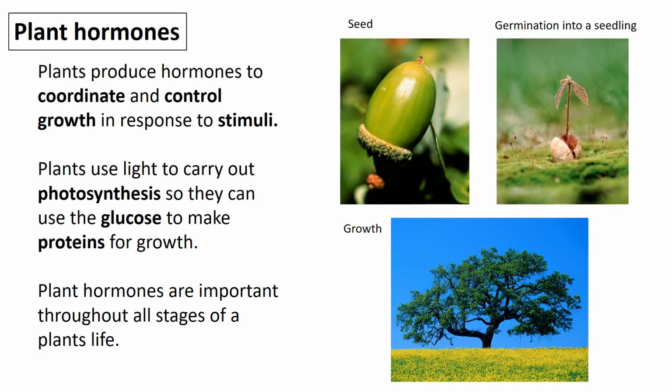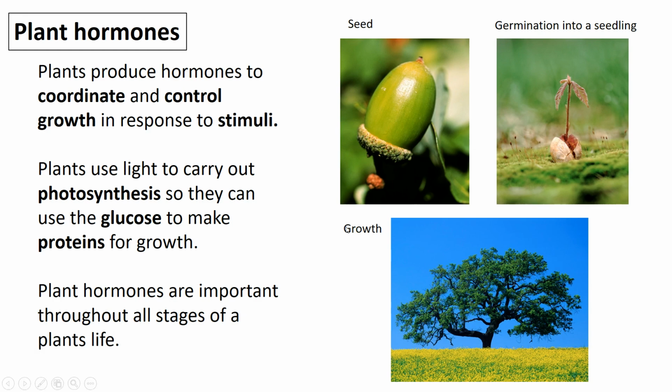So if you're ever asked how do plants grow, your answer needs to be structured around this: because they use light for photosynthesis, they can produce glucose and use the glucose to make proteins for growth. Make sure you're linking those keywords if ever you're asked how plants grow.